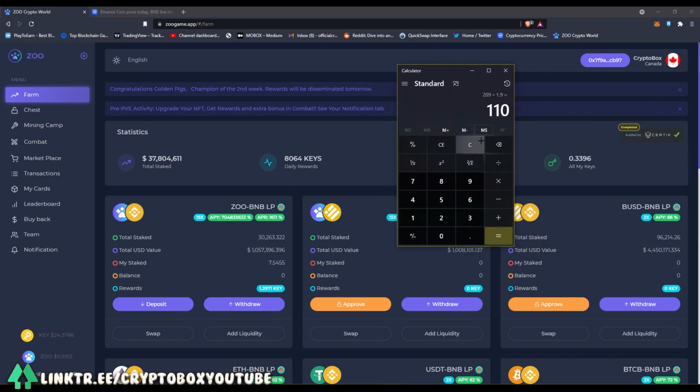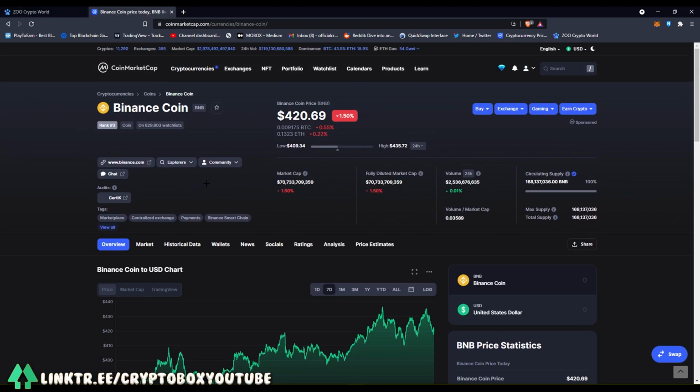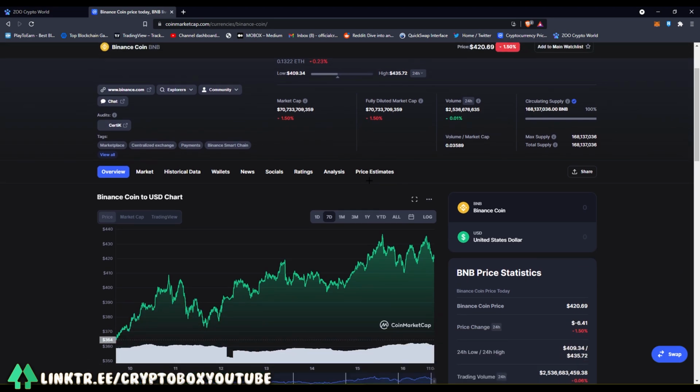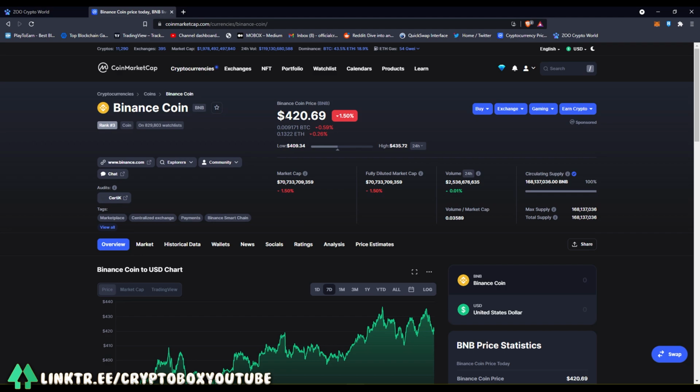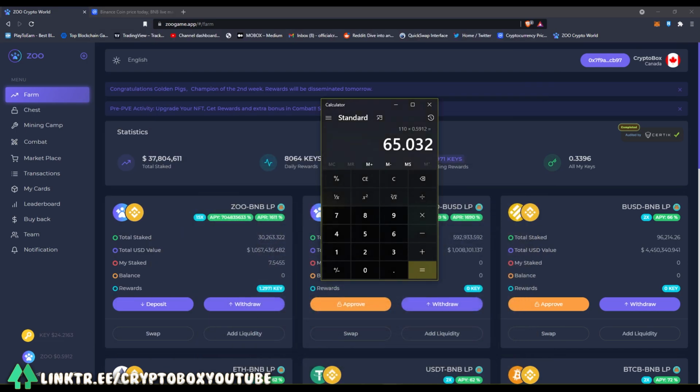So right now, if I did 110 times the price right now, 0.5912, as you can see, it is now $65. So I have $65 plus the price of BNB right now, which I have staked around half. So we're gonna go with half. So right now it is 420. So I have around 210, and we're gonna do that plus 210. I have $275 or around there staked right now. So $275. Keep that in mind.